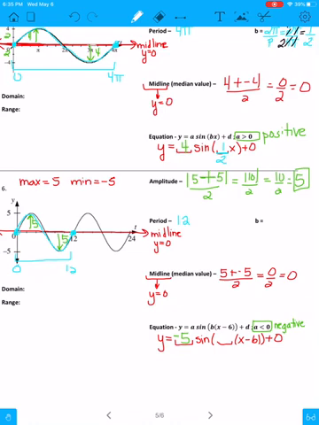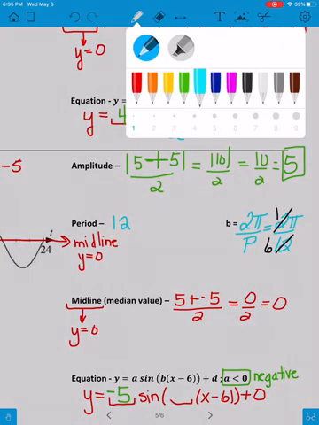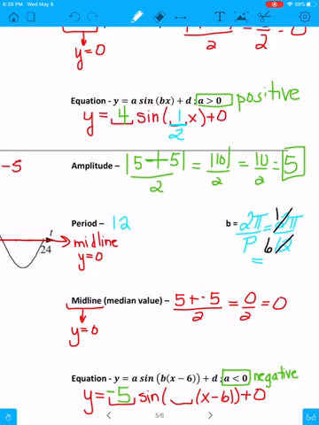Here we're going to go, B is 2 pi divided by P. In this case, it's 2 pi divided by 12. 2 out of 2 is 1. 12 divided by 2 is 6. So B equals 1 pi, or pi divided by 6.